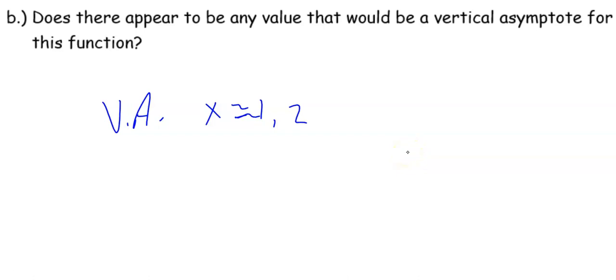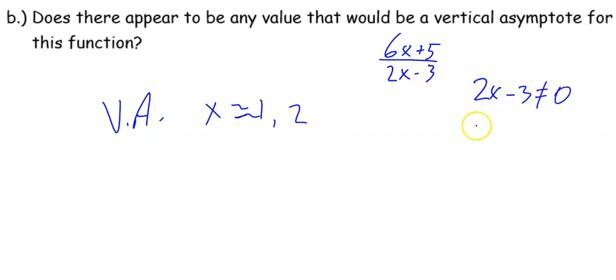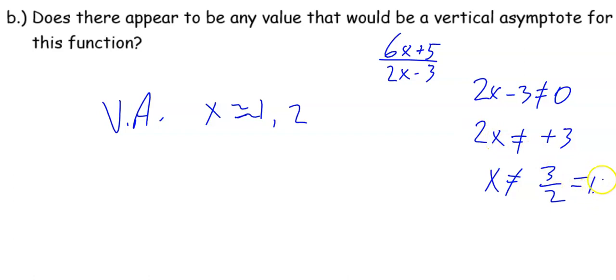But if you remember, now here's what's really cool about a discontinuity. Remember, the bottom of any fraction, (6x plus 5) over (2x minus 3), this is the one we're looking at, we know the denominator cannot equal 0. So we know x cannot equal 3/2 or 1.5. So there's also going to be a discontinuity at that point.